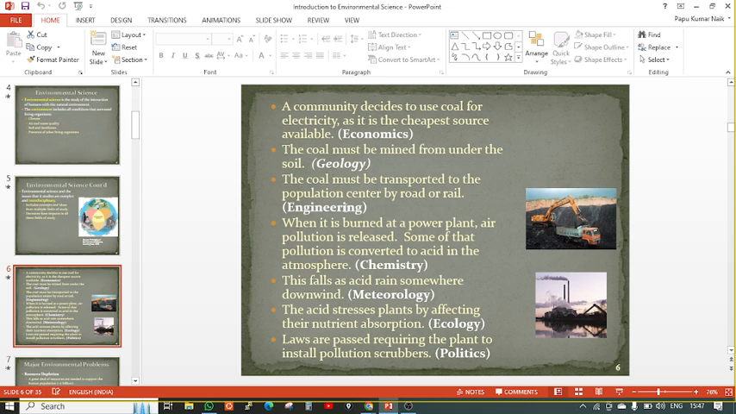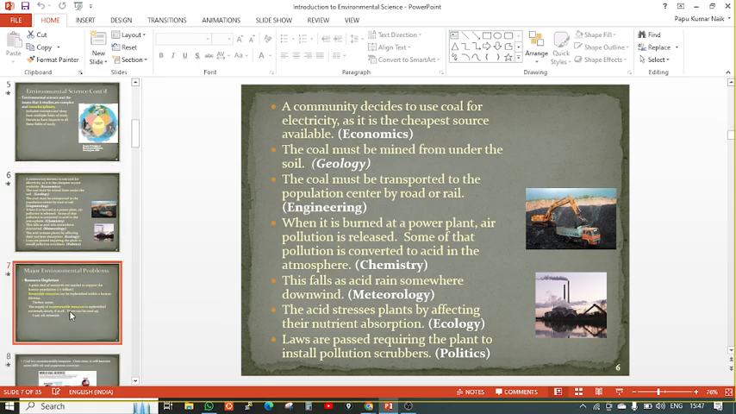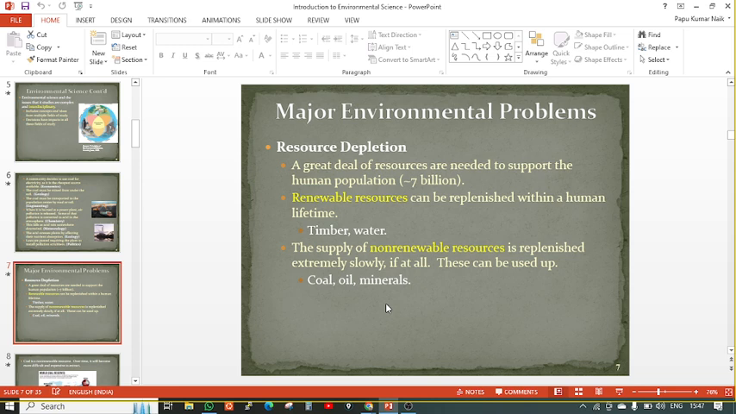So we are not going to study economics, geology, engineering, chemistry, meteorology, and politics separately, because that is not possible. By combining all these things, the branch you study is called environmental science. This is the main beauty of environmental science. You must have an idea regarding all aspects: politics, chemistry, physics, geology, engineering, everything.